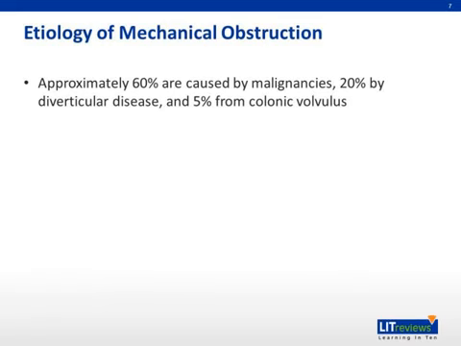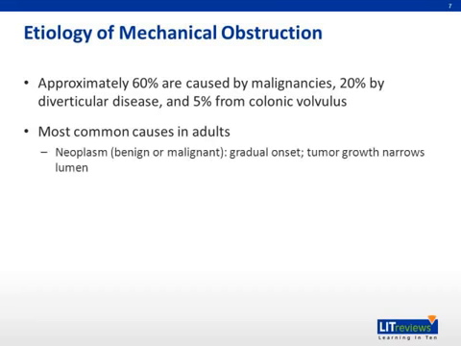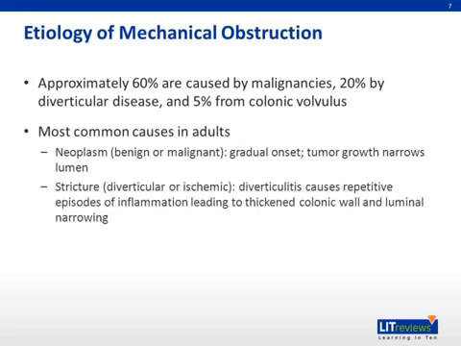Approximately 60% of mechanical large bowel obstructions are caused by malignancies, 20% are caused by diverticular disease, and 5% are the result of colonic volvulus. The most common causes of adult large bowel obstruction are as follows. Neoplasms leading to obstruction, which tend to have a gradual onset and result from tumor growth narrowing the colonic lumen. Strictures can be from an ischemic or diverticular cause. Diverticulitis in particular is associated with muscular hypertrophy of the colonic wall. Repetitive episodes of inflammation cause the colonic wall to become fibrotic and thickened, leading to luminal narrowing.